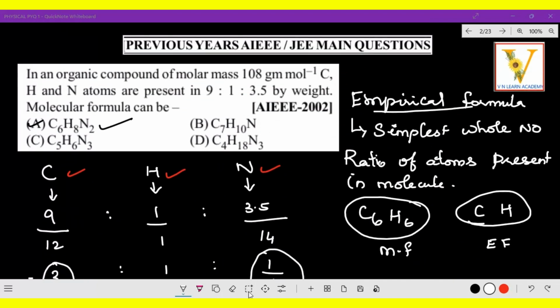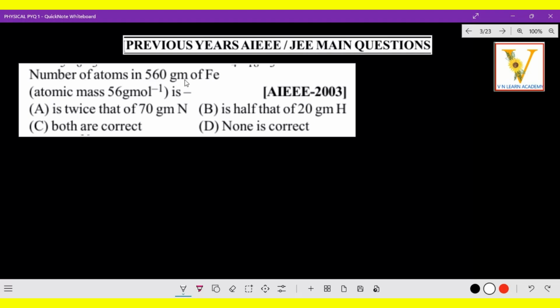In 560 gram of iron, the atomic mass is also provided, that is 56 gram per mole for iron. Now, option A is twice that of 70 gram of nitrogen. Option B is half of that, 20 grams of nitrogen. Option C: both are correct. Option D: none is correct. Okay, let us go for it.